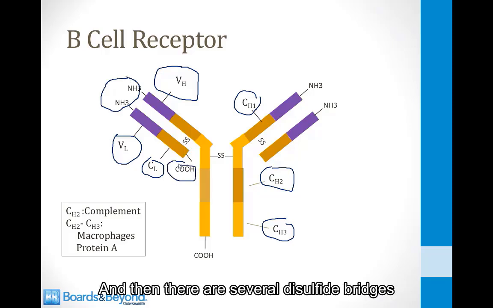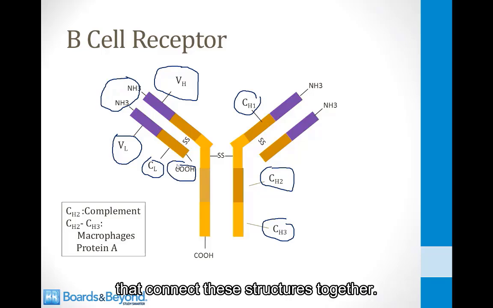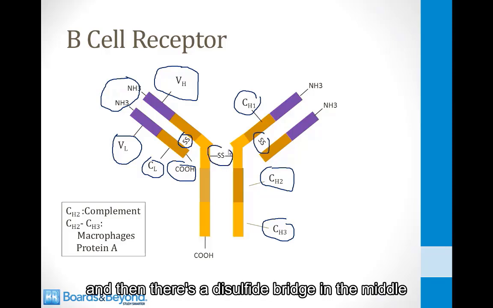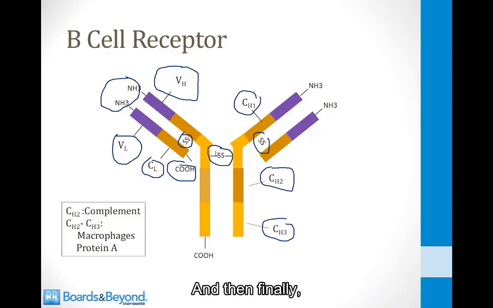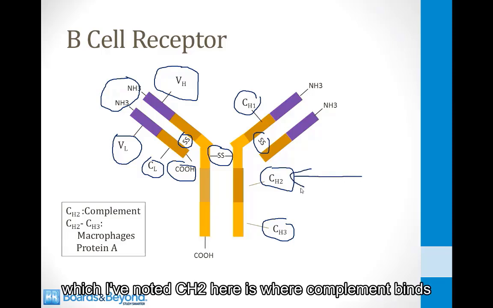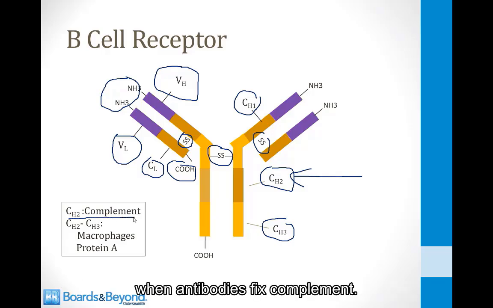Then there are several disulfide bridges that connect these structures together. There's a disulfide bridge right here that connects the heavy and light chains, and another one right here. And there's a disulfide bridge in the middle that connects the 2 heavy chains. Finally, it's very high yield to know that this second constant region of the heavy chains, which I've noted CH2 here, is where complement binds when antibodies fix complement.